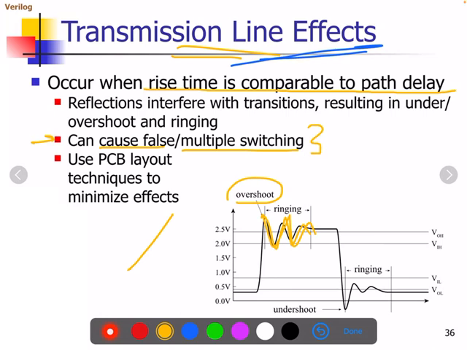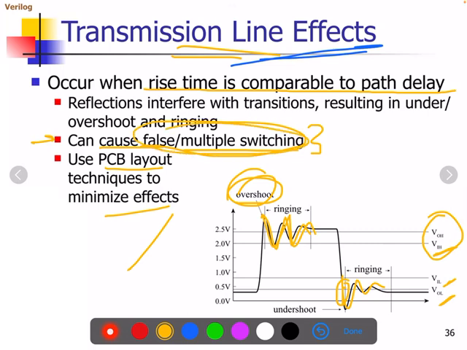So how do we minimize this? We need to use proper PCB layout techniques in order to minimize these effects. As you can notice, with voltage output high level, input high, input low, output low, there will be a ringing effect, undershooting and overshooting problem, which will lead to false or multiple switching.